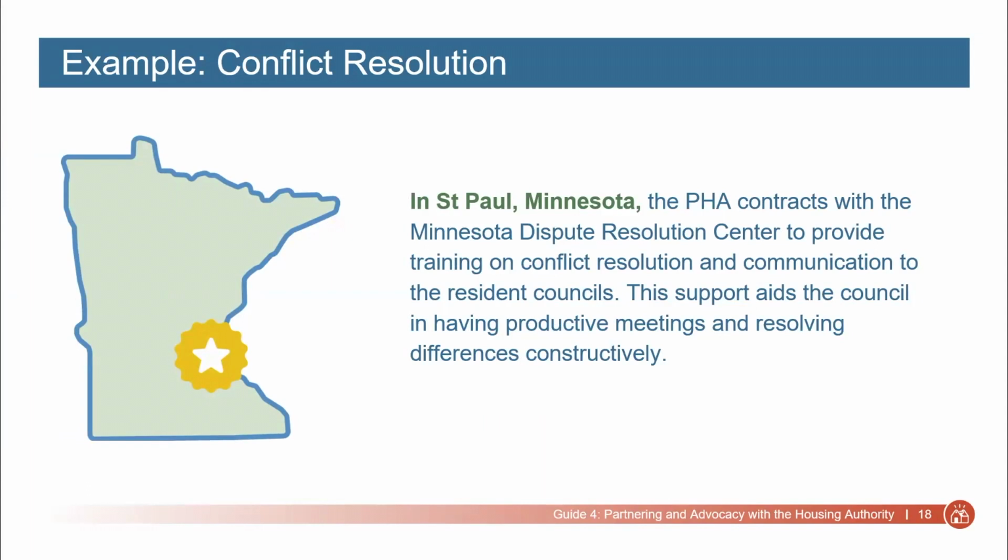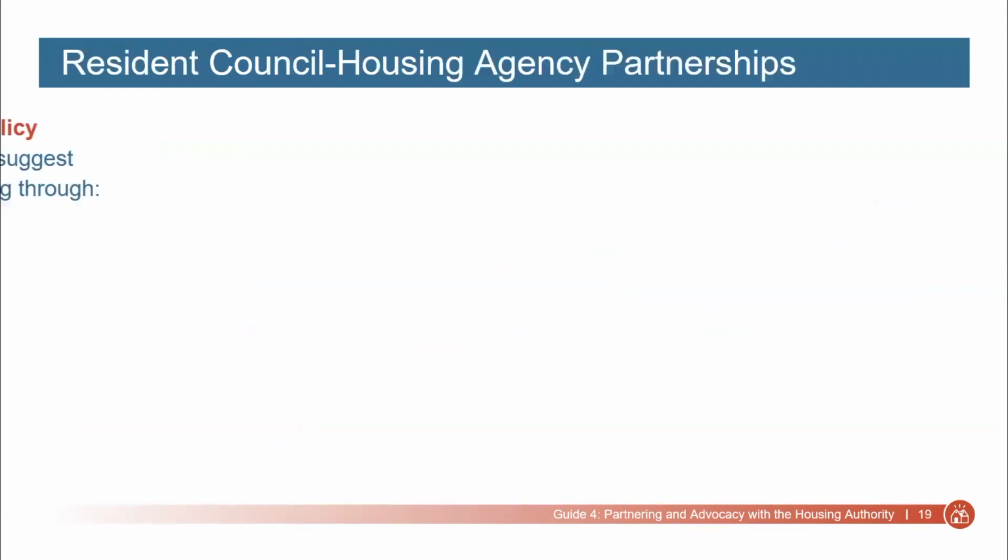Conflicts or disagreements between the housing agency and residents should be dealt with proactively before they become a major issue. In-person meetings are often helpful to address specific disagreements and work towards solutions, if needed with a neutral facilitator. Tenant participation funds can be used to pay for a facilitator or a mediator. In St. Paul, Minnesota, the PHA contracts with the Minnesota Dispute Resolution Center to provide training on conflict resolution and communication to the resident councils. This support aids the resident council in having productive meetings and resolving differences constructively.